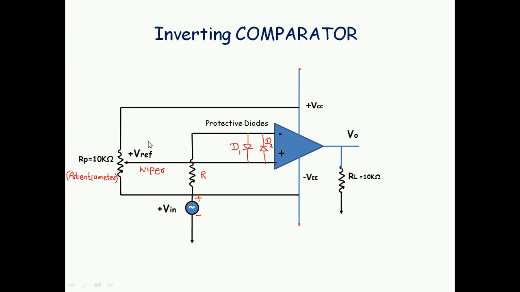Okay, so here instead of taking a fixed DC voltage as V reference, we have connected a potentiometer. Its wiper is connected to the positive terminal of the operational amplifier. The movement of the wiper decides whether V reference is more positive or more negative, and the working of these diodes remains the same as that of the non-inverting comparator. Now we'll understand the input-output waveforms of the same.